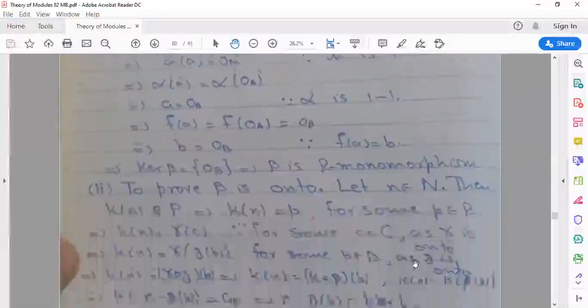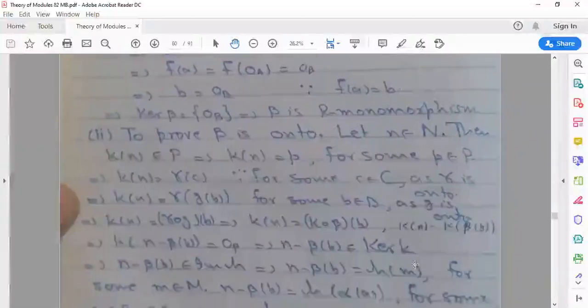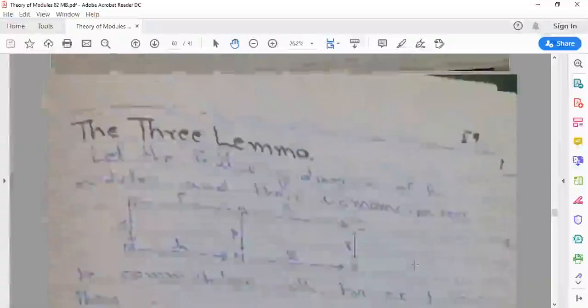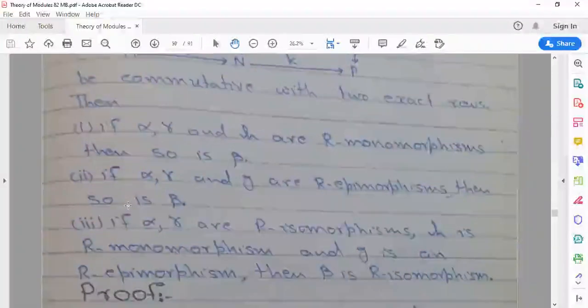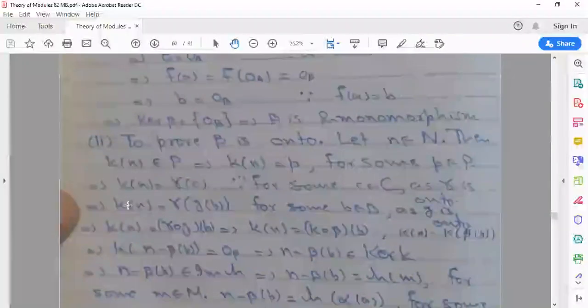We have proved that. Next, what's the statement? The second part basically states that if alpha, gamma, and g are epimorphism, then beta is onto. Basically these are epimorphism, so we have to prove that beta is also onto. So for this, let n belong to N, because beta is defined from B to N. See the diagram.